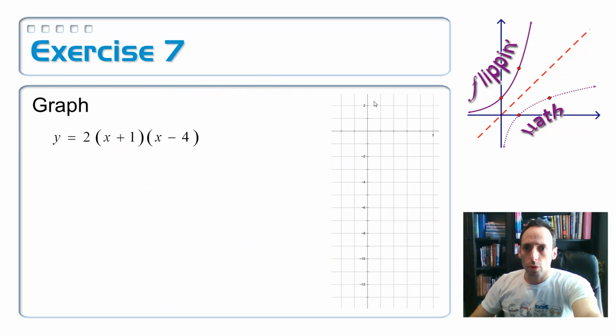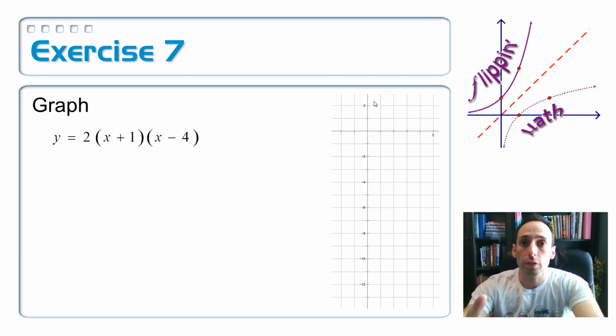So here's one for you to try in intercept form. Y equals 2 times x plus 1 times x minus 4. Grab some graph paper and start graphing. Pause, try it yourself, and then come back and see if you did it right.